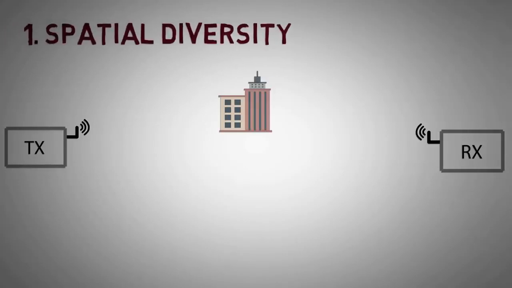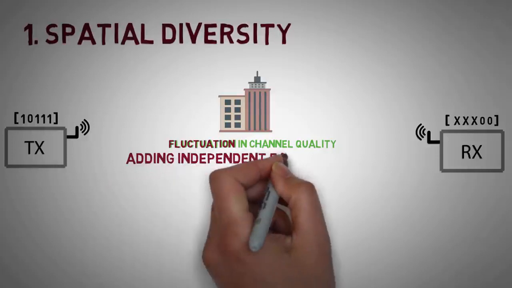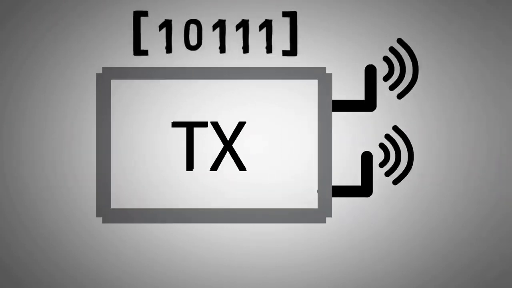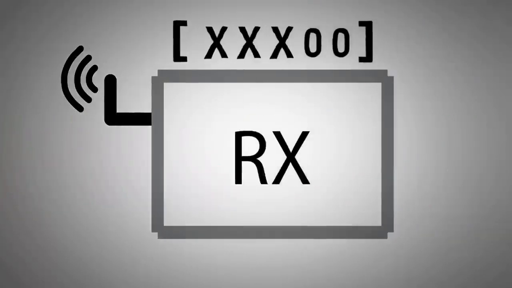Consider a system where a data stream 10111 is transmitted through a channel with deep fades. Due to fluctuation in the channel quality, the data stream may get lost or be so severely corrupted that the receiver cannot recover it. The solution to combat the rapid channel fluctuation is to add independent fading channels, by increasing the number of transmitting antennas or receiving antennas or both. So in brief, spatial diversity techniques send or receive the same information across independent channels to combat fading.